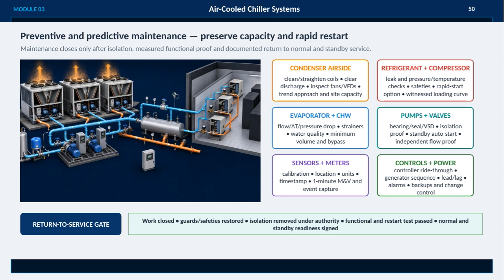The return to service gate marks the point where work is fully closed, guards and safeties are restored, isolation is removed under authorized control, functional and restart tests are passed, and normal and standby readiness is officially signed off.